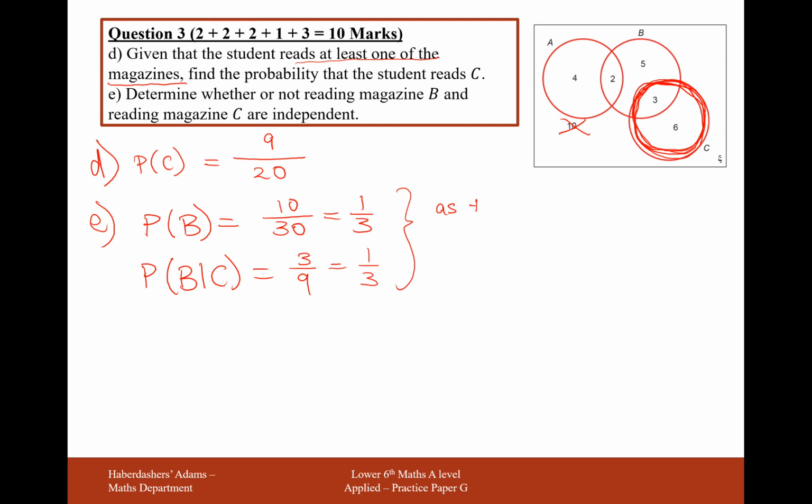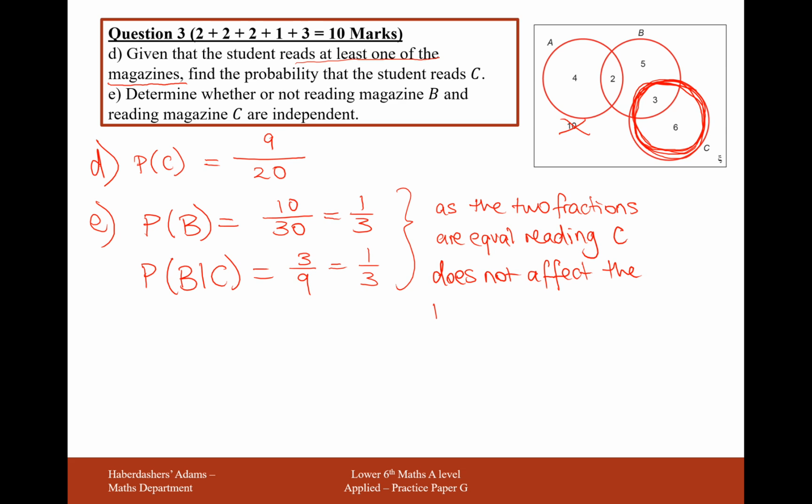So as the 2 fractions are equal, reading C does not affect the probability of reading magazine B. So therefore, yes, they are independent.